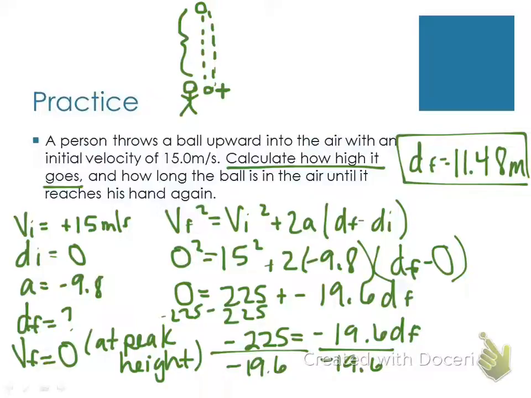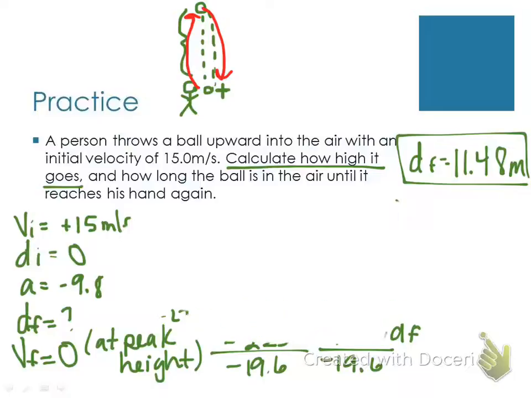The second portion where it says how long is the ball in the air until it reaches his hand, that means we want to see it go up and come back down. So it's got to go up to its peak height and back down again. Okay? So there's two ways that you can solve this. I'm going to show you one way first that I think is a little simpler, but it requires some thought. Okay, so let me show you.